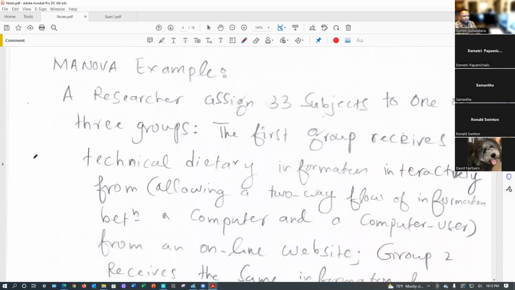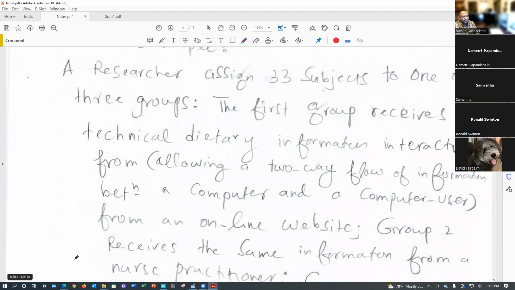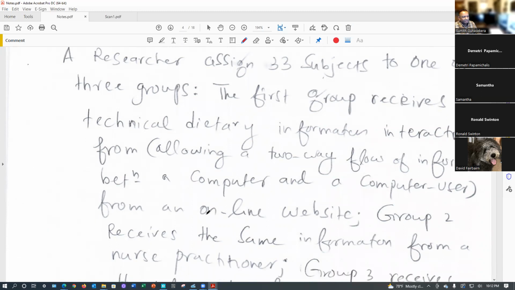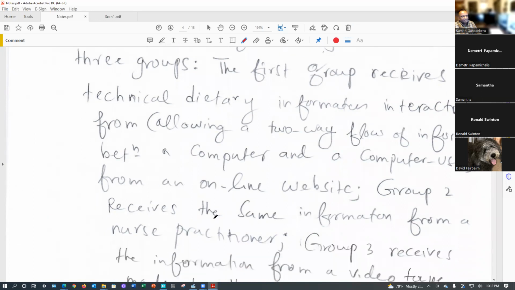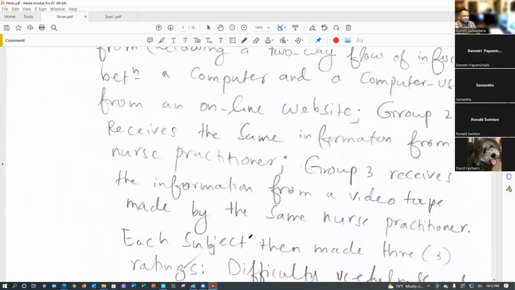MANOVA example. The researcher assigned 33 subjects to one of three groups. The first group receives technical dietary information interactively, a two-way interactive flow of information between the computer and the subject, from an online website. Group 2 receives the same information from a nurse practitioner. Group 3 receives the information from a videotape made by the same nurse practitioner.